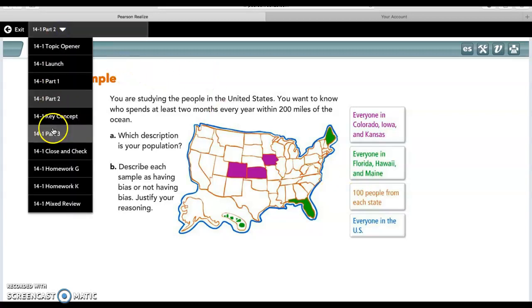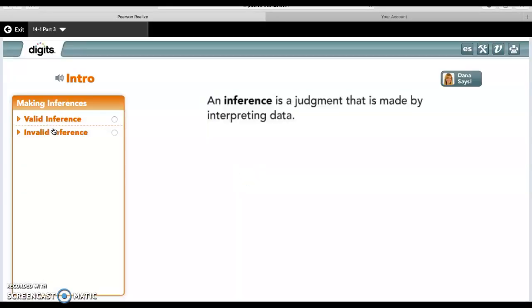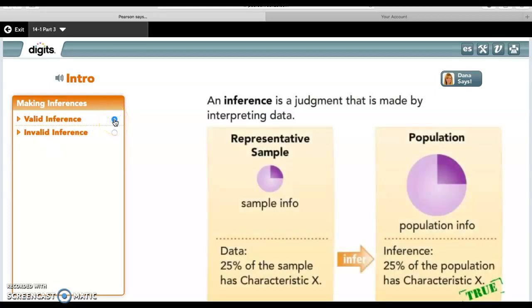Right, part 3. So part 3, we're going to talk about making some inferences off of our data. So taking our data, finding out some statistics from it, and proving something based on our samples that we chose. Now we want to make sure we always have a valid inference. So we want to be able to prove what we have from the data that we found. We're going to use that from our sample and relate it to our population. So if we say 25% said it's true for our sample, we're going to make the inference that 25% of our population also agree with that statement.